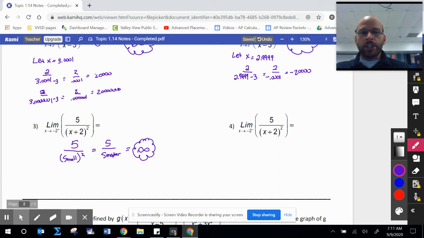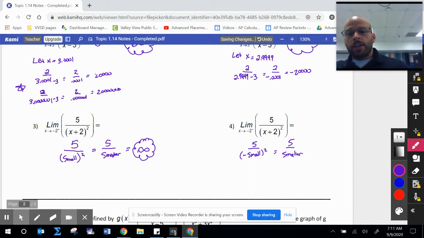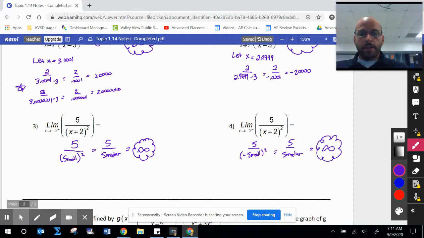Okay, so that's my logic. Now I can prove it numerically using a table of values, using your calculator. We can also logically think our way through this. Now, if I take negative 2 from the left, I'm going to take 5 over... Now, negative 2 from the left is something like negative 2.001. If I add 2 to that, I'm going to get a negative small value squared, which again is just going to give me a positive smaller value, because if you square anything, it turns positive, which will approach a positive infinity.